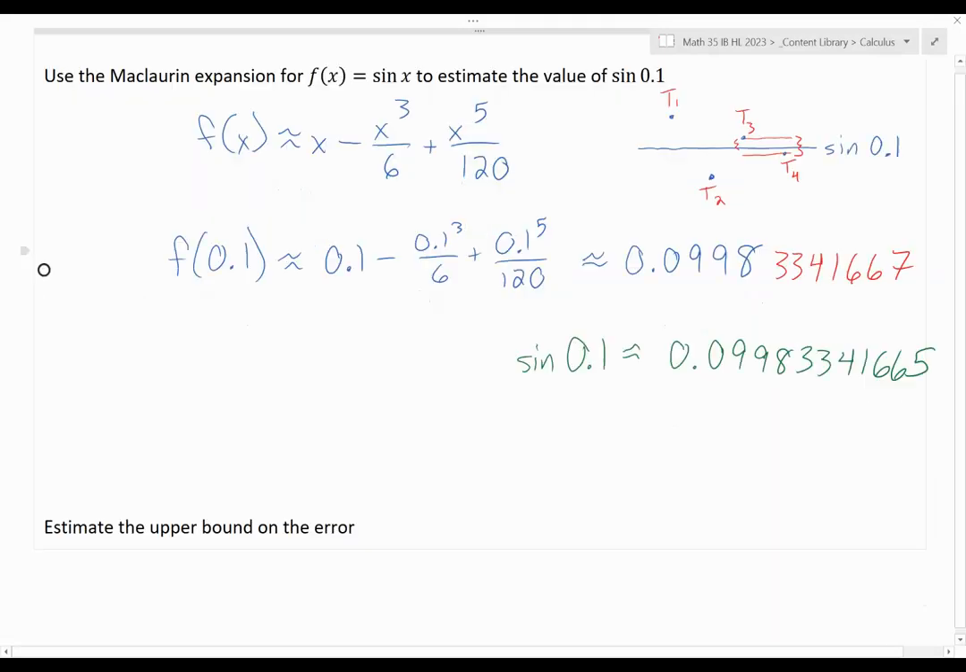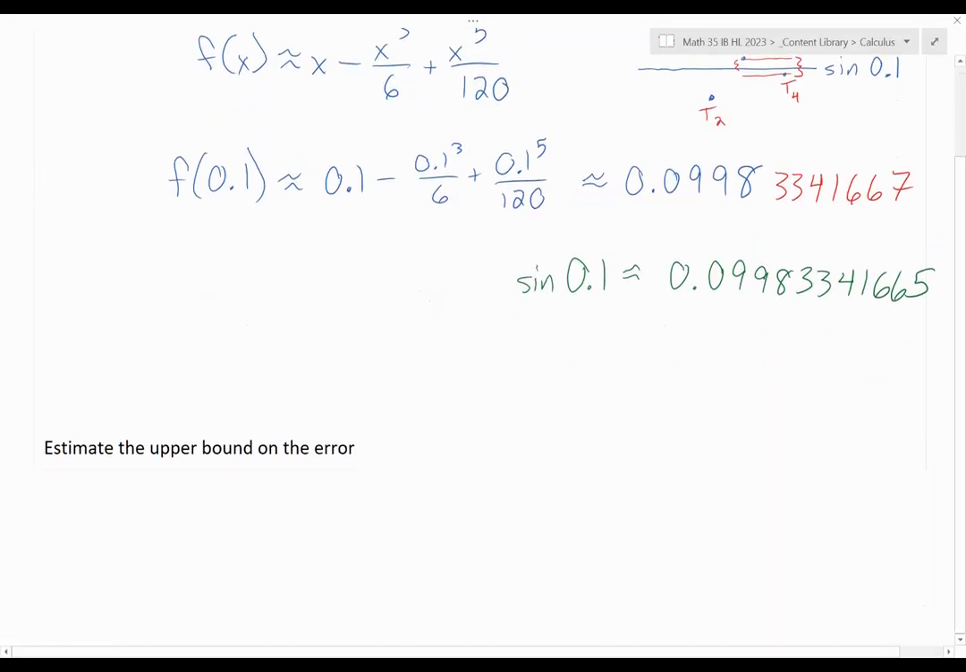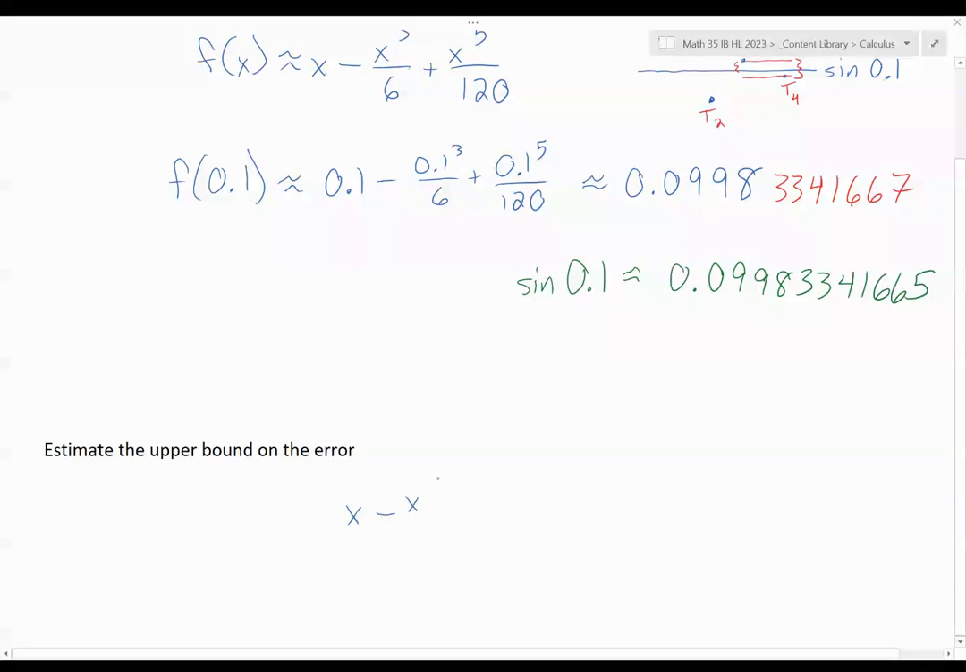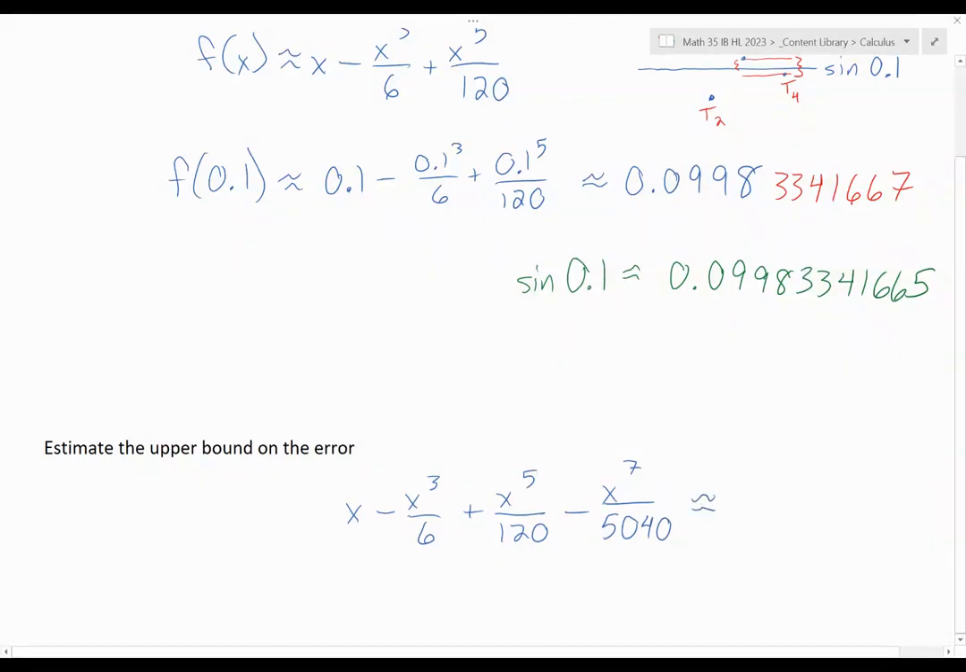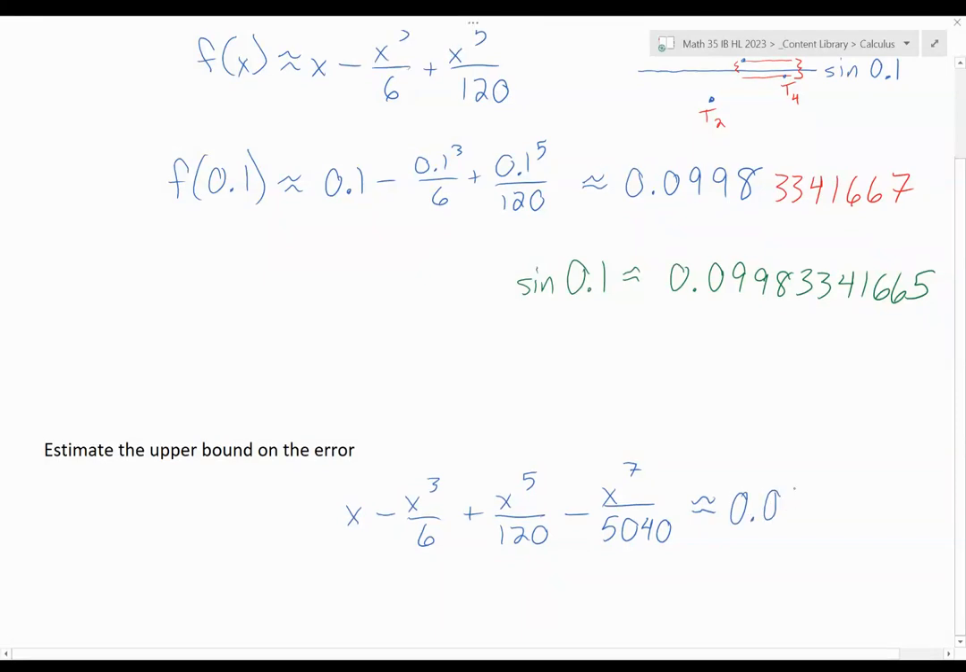So instead of using just 3, what if I had used x minus x to the power of 3 over 6 plus x to the power of 5 over 120 minus x to the power of 7 over 5040? If I had done that instead, let's type that in. So I've got minus 0.1 to the power of 7 divided by 5040, and that gives me, well, basically the same thing. If I look at all the digits, it gives me the precision that the calculator is capable of.